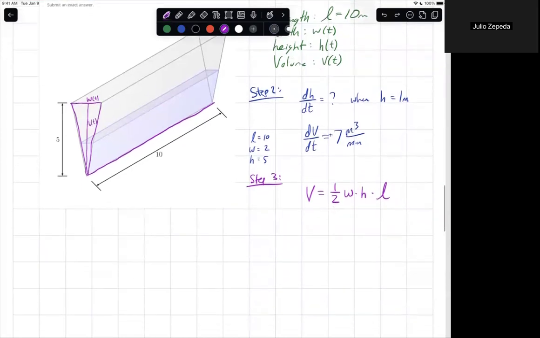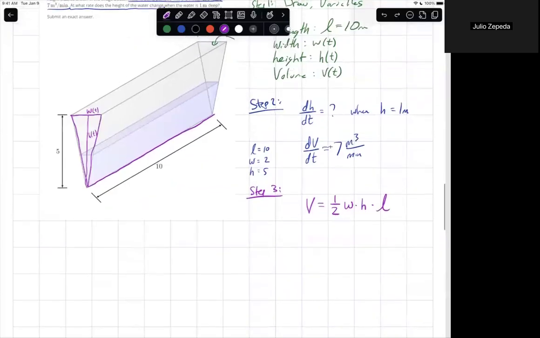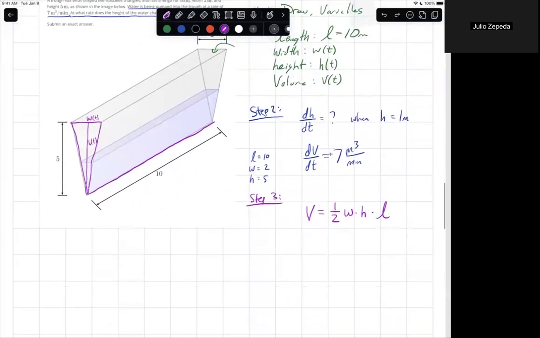Okay, so W is a function of time, H is a function of time, L is not. So we can actually immediately plug in 1/2 times W times H times 10. That quantity L is never going to change.